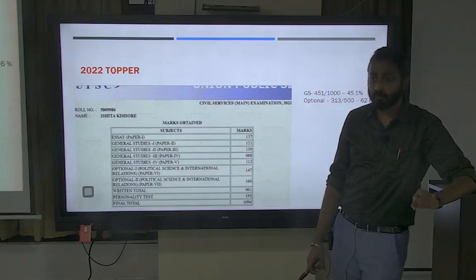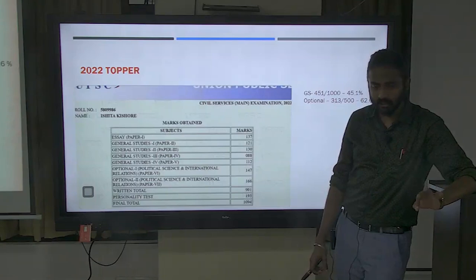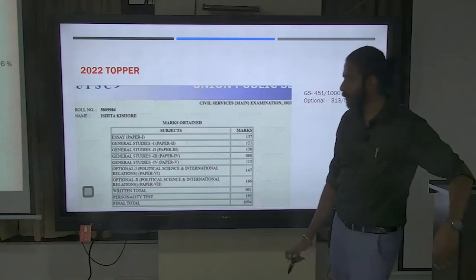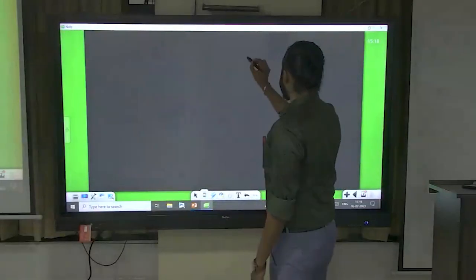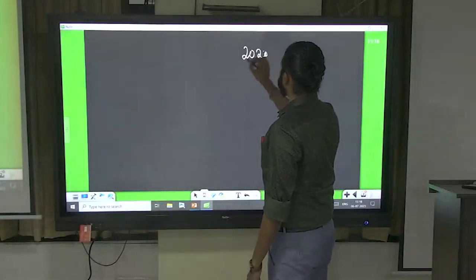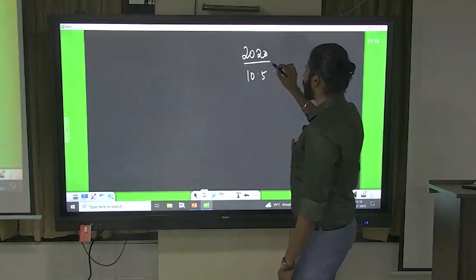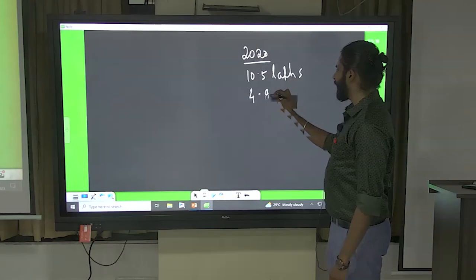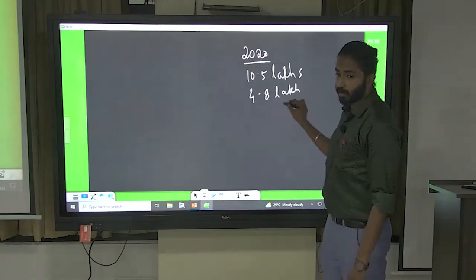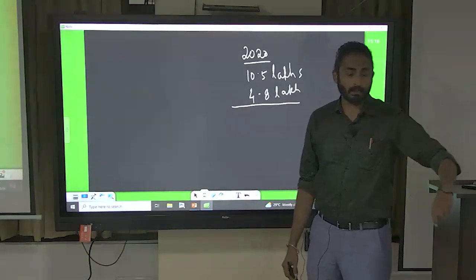Yes, UPSC gives reports. Annual reports are there. You can check the UPSC website. The last annual report dealt with the 2020 examination. In the 2020 examination, approximately 10.5 lakh students applied, and 4.8 lakh students wrote the examination. That means the prelims, 4.8 lakh students wrote.